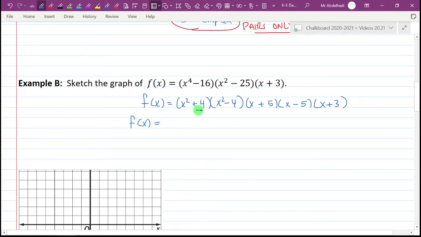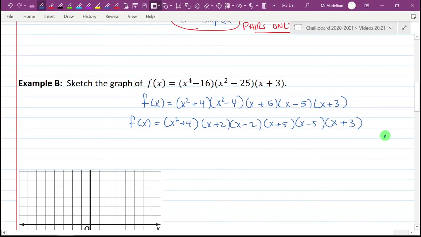Can you factor this? Is this a difference of squares? No. That's a sum of squares, which is not factorable. So that's going to produce some imaginary roots right there. We'll just write this down for the time being, x squared plus 4. We can't factor that one. But this one, what does this become? This becomes x plus 2, x minus 2. And all the rest of these we'll just copy.